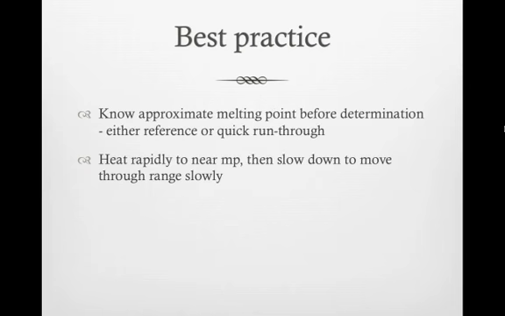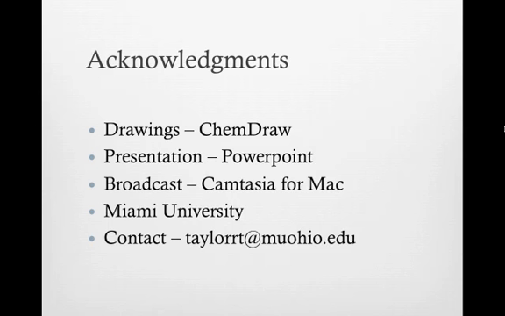Your best practice then is to know the melting point when you get started. That's either done by looking in the literature or doing a quick run through to see about where that point is. Then you can go back down to lower temperature, reintroduce your sample, and heat up rapidly until you get close to the melting point, and then move very slowly through that little range. That'll give you the most accurate reading of your actual melting point. With this knowledge in hand and with a little bit of practice, recrystallization and taking a melting point is going to become a fairly routine process.